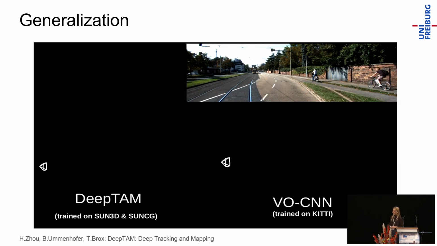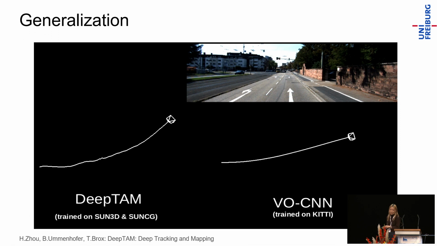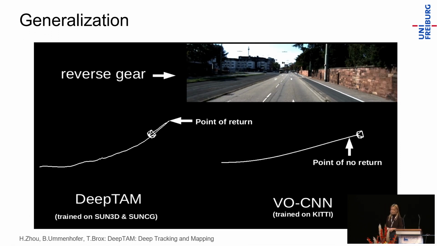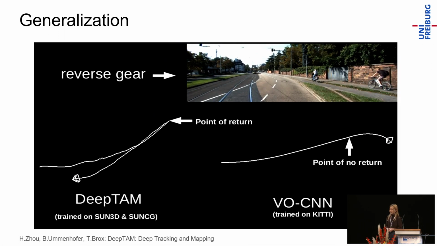And here is another example on KITTI. We didn't do any fine-tuning on our approach, and we take another visual odometry network that's only trained on KITTI. You can tell that if a car moves forward, both methods work well. But if you reverse the sequence, our approach, DeepTAM, can give a reasonable backward motion, while the other method continues going forward. This is one big problem: they only train on KITTI and they clearly overfit on the forward motion.